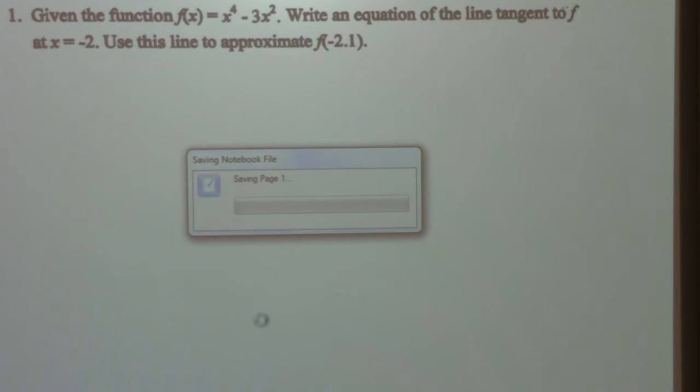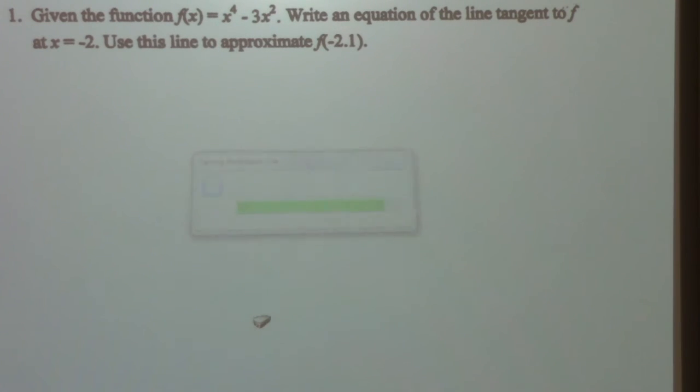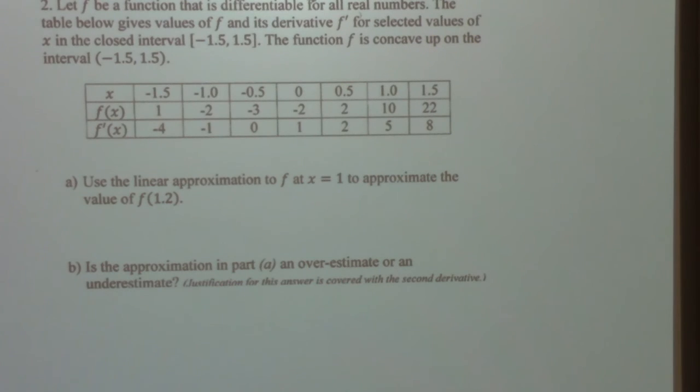Okay. I'm gonna be honest, Mr. G. I don't know what to do with this graph or this table. If you look at the note card there, I will show you here. What you do is you say, use the approximation of f at x equals 1 to approximate the value of f of 1.2. So you look for the equation of the tangent line first.